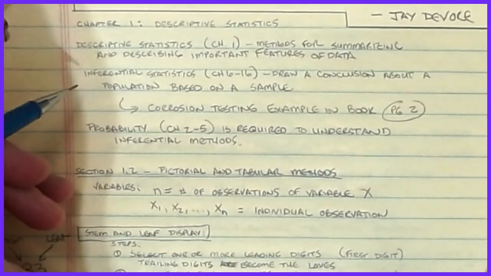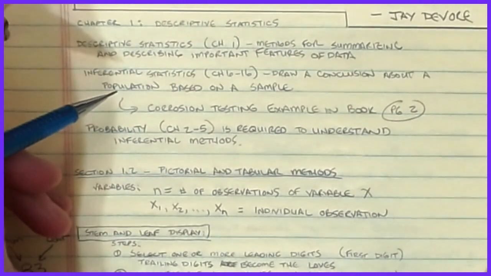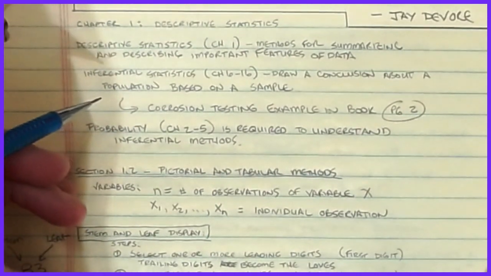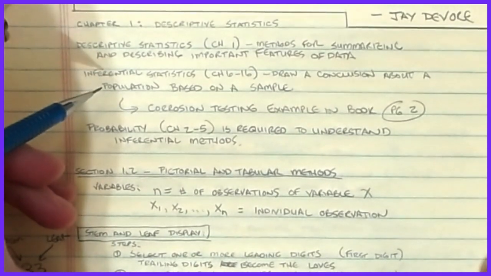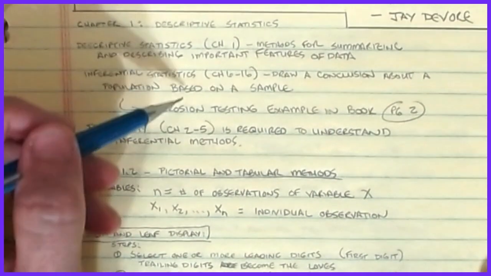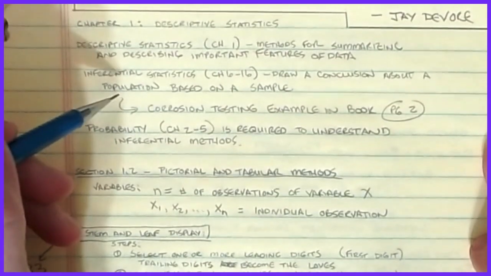Once he gets into a little bit later in the book, more like chapter 6 through 16, we're going to get into more of the inferential statistics, okay, which basically involves drawing a conclusion about a population based on sample data. All right, so it's kind of becoming forecasting and predictive modeling, and those kind of things will fall into this category.